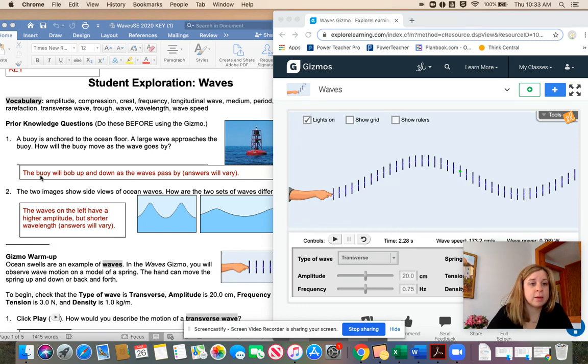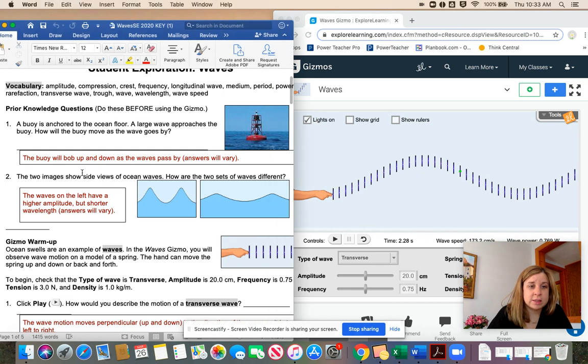So, our prior knowledge questions. It talks about a buoy being anchored to the ocean floor and a large wave approaches the buoy. How will the buoy move as the wave goes by? The buoy will move up and down as the wave passes, okay? So you'll see the buoy move up when the crest of the wave is underneath the buoy, and then back down to the trough, and then back up to the crest, okay?